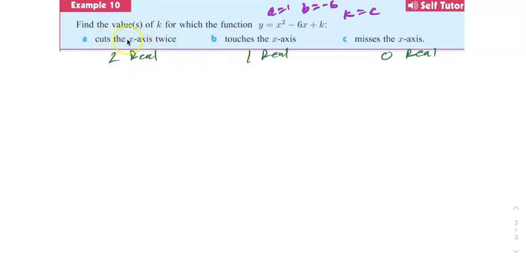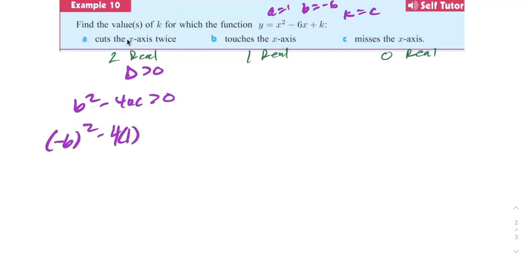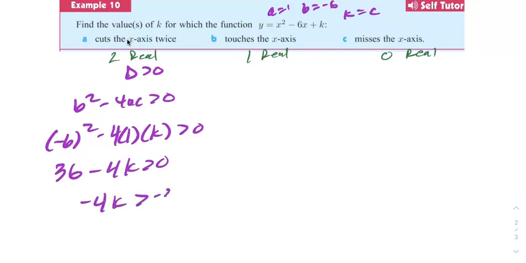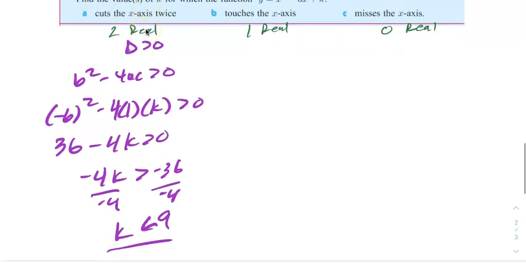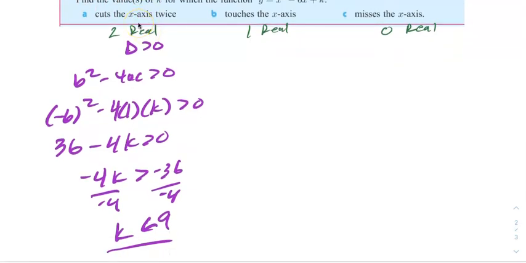Now again, when you have 2 roots, that means your discriminant should be greater than 0. So we just set up the discriminant and set it greater than 0. I'm going to get negative 6 squared minus 4 times 1 times k greater than 0. So I get 36 minus 4k is greater than 0. Now I just have to solve this. Divide by negative 4, so I have to switch my inequality, and I get k is less than 9. When k is less than 9, I have 2 real solutions.